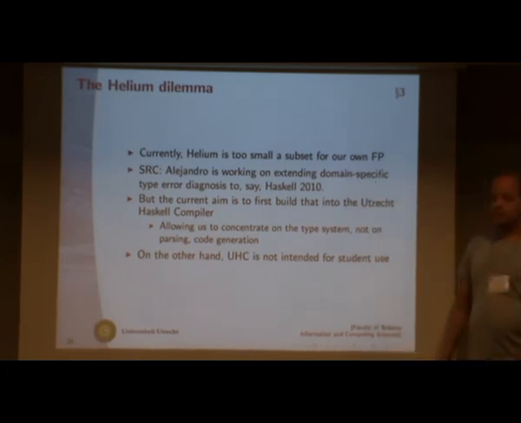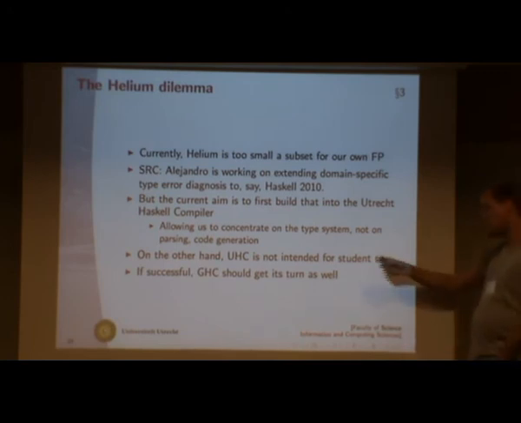And to build that, should we build that into Helium? Our current idea is that we will build that into the UHC, the Utrecht Haskell Compiler. Why? Because they have already done a lot of parsing, and you have code generation and lots of stuff I don't want to care and worry about. So I hope that is less of an effort for me than extending Helium to also deal with GADTs and type families. But UHC is a research compiler. It's not intended for student use. So there's a dilemma that I don't yet know how to solve.